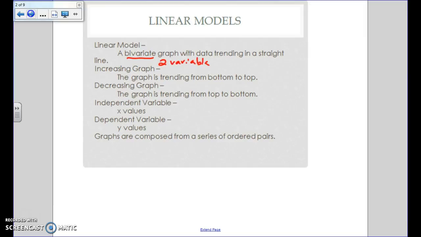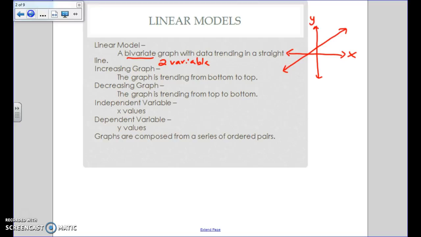Okay, so in this case an x and a y, and it trends in a straight line on a coordinate plane. The variable x is represented on the x-axis, and the variable y is represented on the y-axis. And so an example of a linear model would be a model that goes in a straight line.